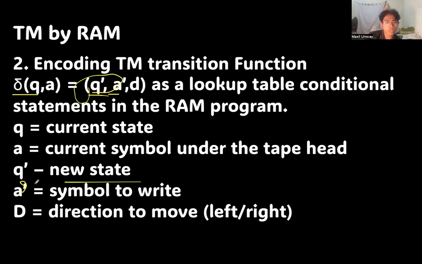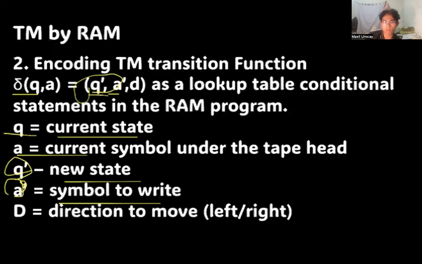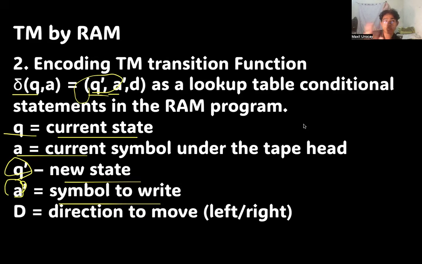Okay, so for the Q with hyphen, like I said, that will be the new state, and the A with hyphen is the symbol to write. So it is the same thing with the Q, that is the current state, and the A is the current symbol under the tape head, and the D is the direction where we will proceed. It could be a direction to our tape head, on our left side or on our right side. So those are the representations for that one.